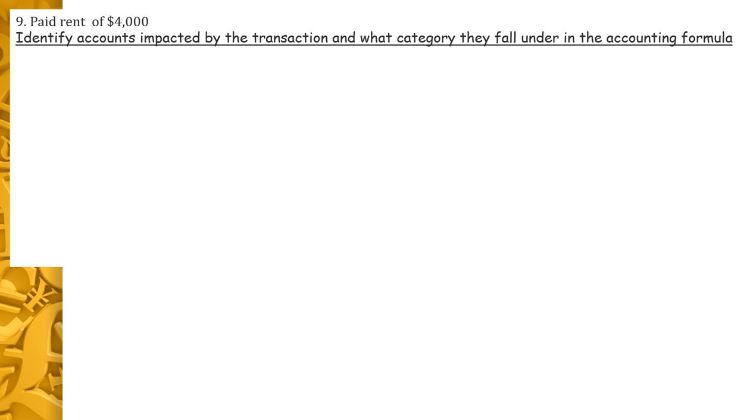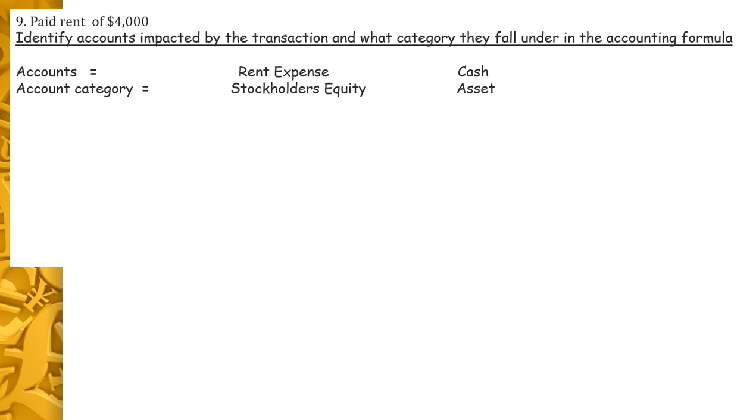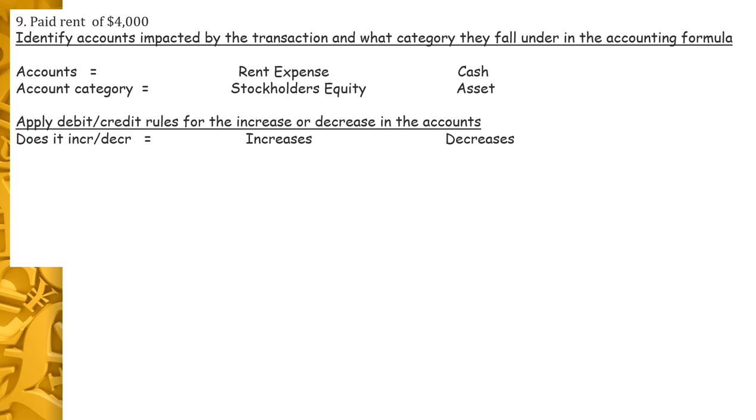Now we paid rent of $4,000. It would be an expense and cash. Stockholders' equity, an asset. Rent increases. And in this case, when we talk about rent, remember, rent is the opposite as part of stockholders' equity because it decreases stockholders' equity. So if rent expense went up, we have to debit it, and then we have to credit cash because we used up our cash when we paid it.